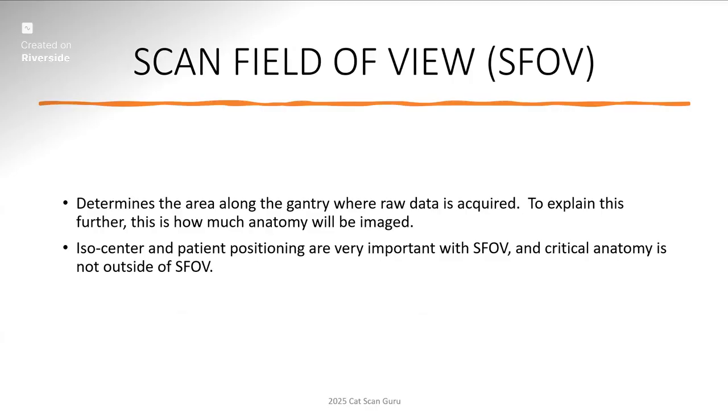So scan field of view, or your SFOV. Your scan field of view determines the area along the gantry where raw data is acquired, okay? Basically, this is how much anatomy is going to be imaged, how much anatomy you're going to scan. I'm going to stress this very importantly: isocentering and patient positioning are very important when it comes to your scan field of view, because critical anatomy should not be outside of that scan field of view. So if you center properly, everything that you're supposed to image, what they're looking for, should be within that scan field of view.